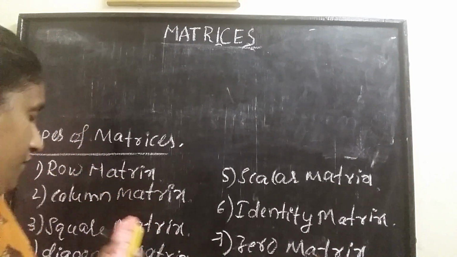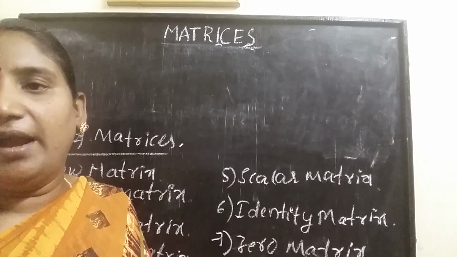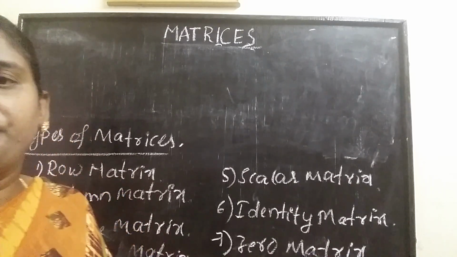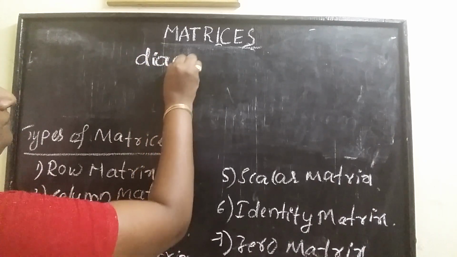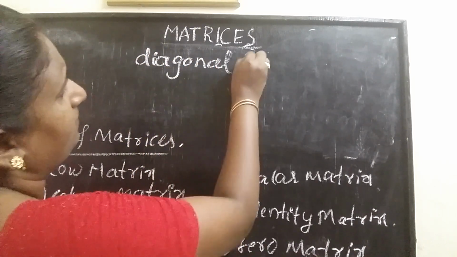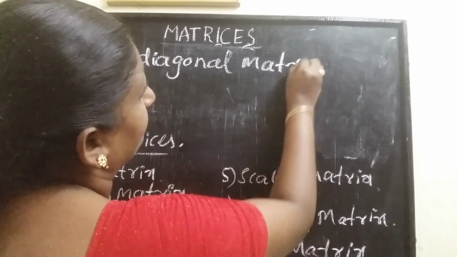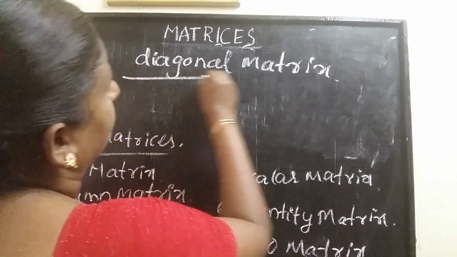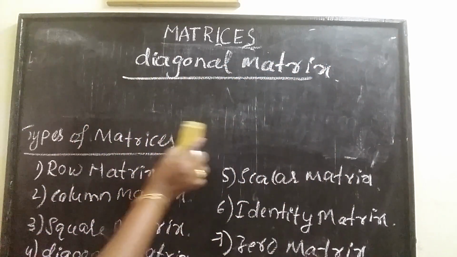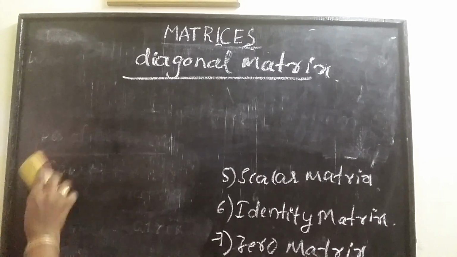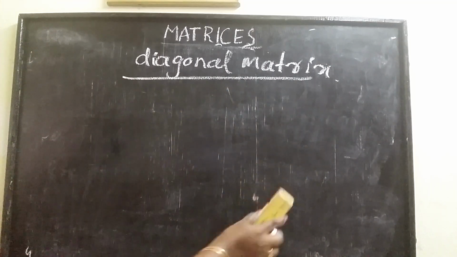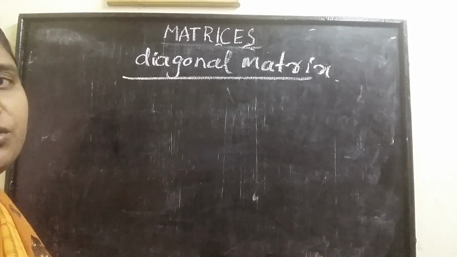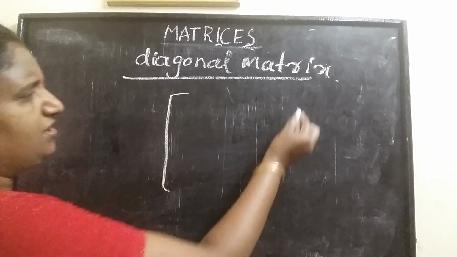Now the fourth type of matrix is what? Diagonal matrices. Diagonal matrix. See, I will explain here. A square matrix is said to be a diagonal matrix if all its non-diagonal elements are equal to 0. See this matrix once.